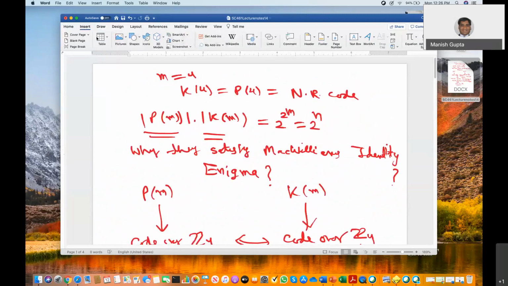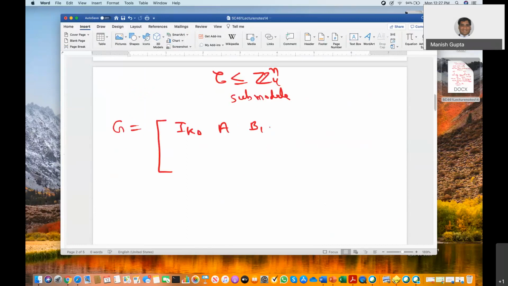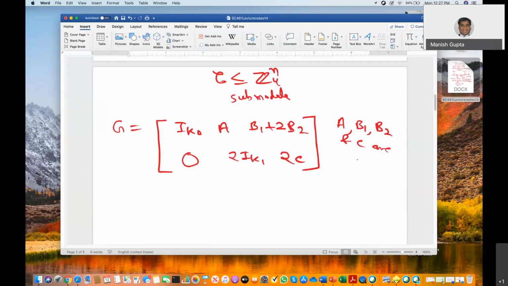Now let me show you the general theory. In general, suppose C is a linear code over Z4 raised to power n. This is a submodule. Then the generator matrix can be written as [I_k0, A, B1 plus 2B2; 0, 2I_k1, 2C], where A, B1, B2 and C are binary matrices.